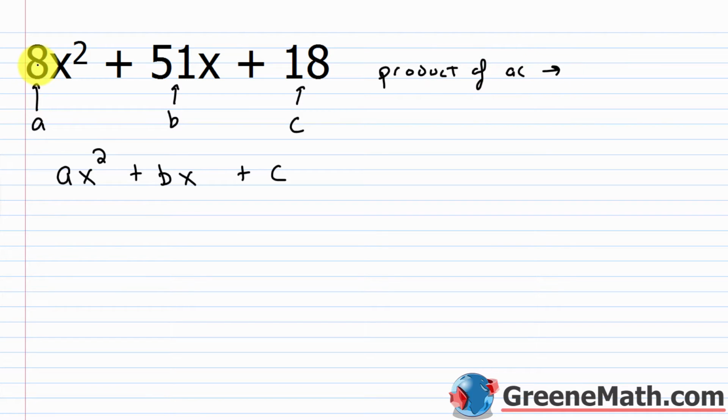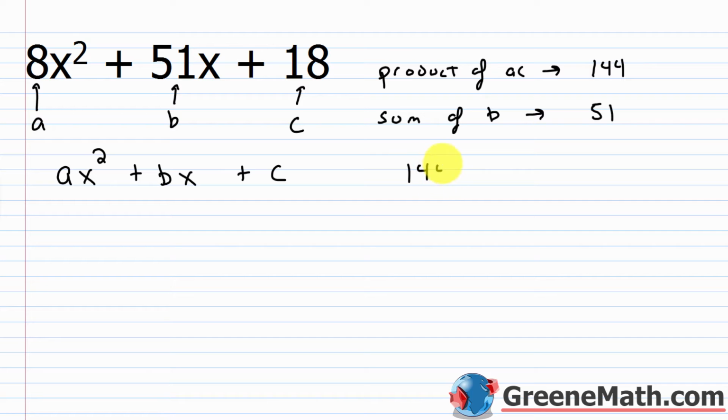Well, A is 8 in this case, and C in this case is 18. So I would need to multiply 8 times 18, and that would give me 144. And then a sum of B, well, B is 51. So what I'm going to do here is think about some factors of 144.